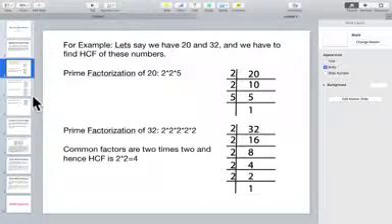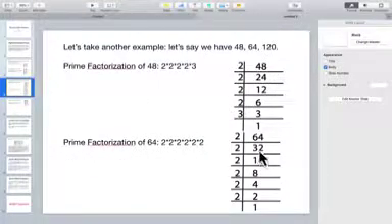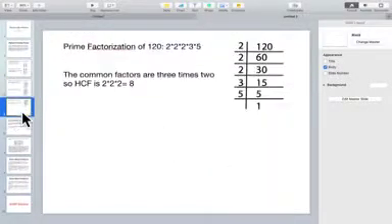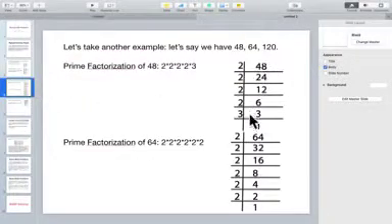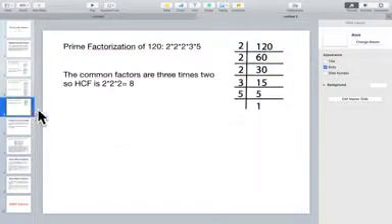So what do we have common in 48 and 64? We have 4 2's and 1 3, and we have 6 2's. So we have 4 2's common in both of them. 3 is not present here and we have 2 extra 2's. So 4 2's are common in both of them. And what is common in 120 and both of 48 and 64? So we had 4 2's from there. Now we have 3 2's, 1 3 and 5.